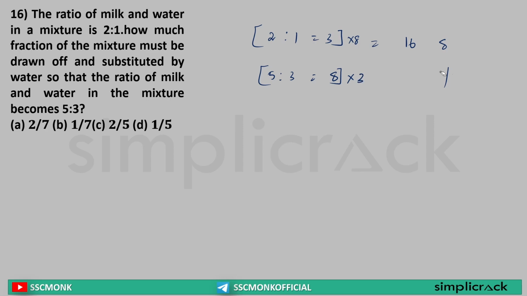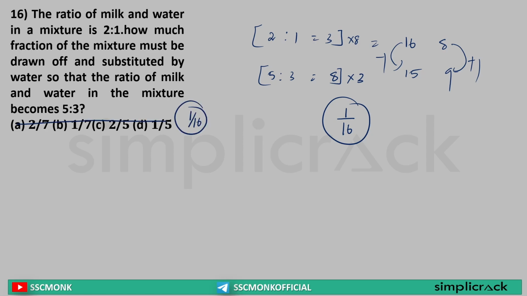Because I am making it 24. So 3 5s are 15, 3 3s are 9. That means one part has been taken out here, one part has been added. So whatever has been taken out, it is 1 by 16 part. Clear? Yes or no? Yes. So here the answer will be 1 by 16 part has been substituted.